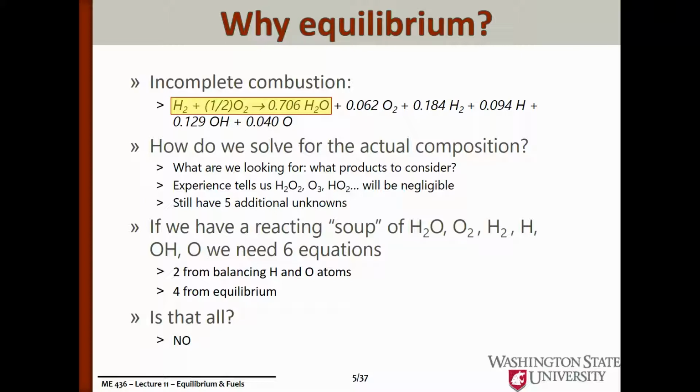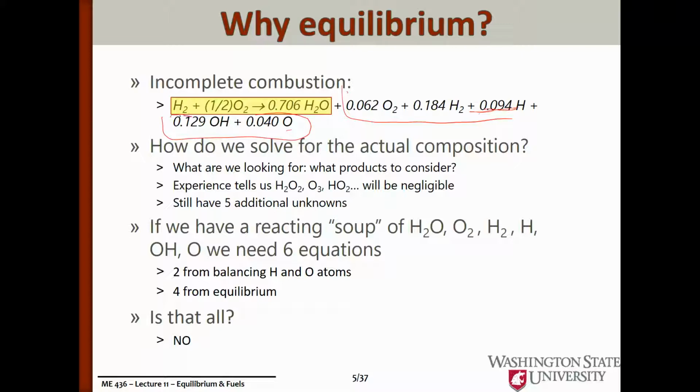So how do we actually solve for this? Why do we use equilibrium to solve for a combustion process? Well, previously we'd been doing something like hydrogen and oxygen burning to water. But now we're talking about having these species that are part of the incomplete combustion. So other things like unburned hydrogen, split monatomic hydrogen, hydroxyl, monatomic oxygen. How do we solve for this composition?